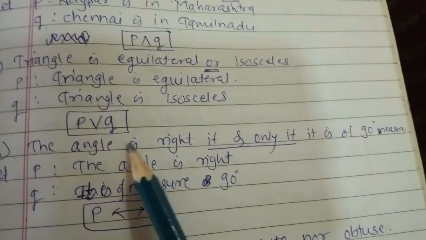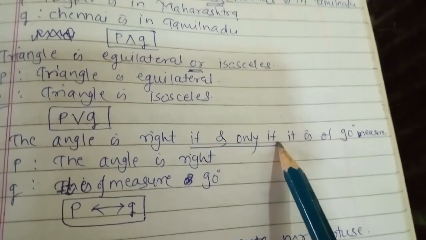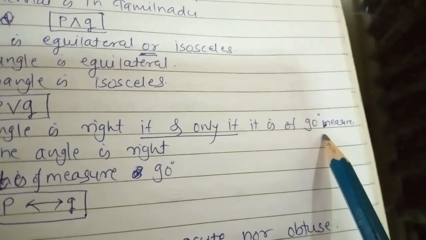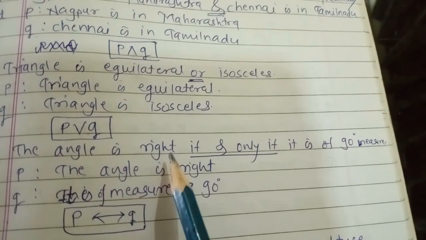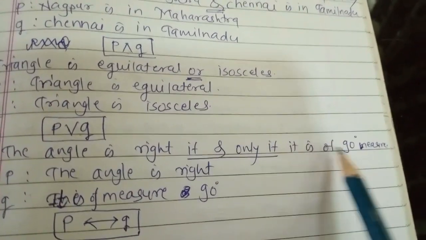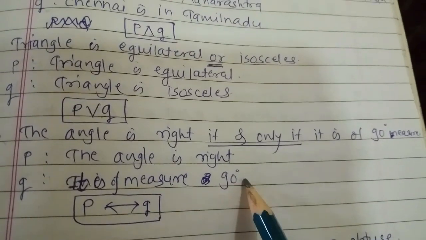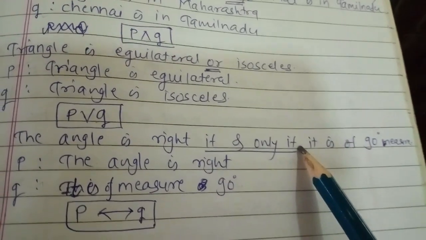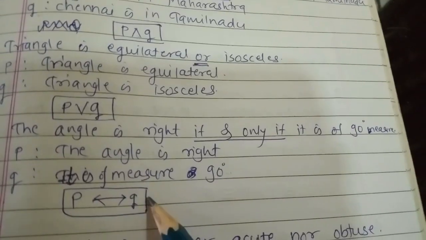Next, third one, the angle is right if and only if it is of 90-degree measure. Here I underline the connectives. Now see the first part, the angle is right, so P, the angle is right, and the second part, Q, it is of 90-degree measure. Now you are given the connective, that is if and only if. For it we have to use the double-sided arrow, that is P biconditional Q.